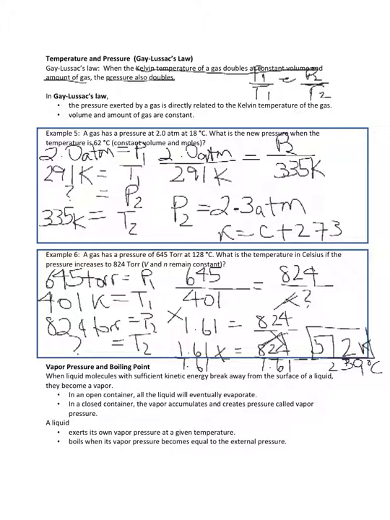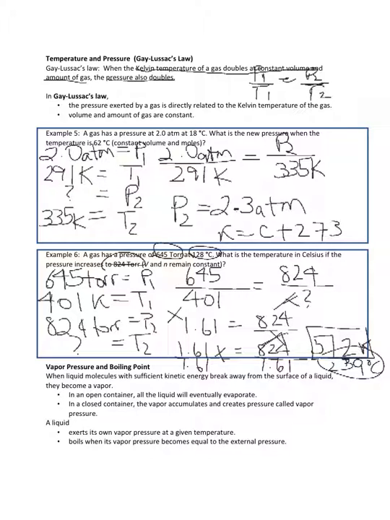Again, does this make sense? What have we done? We have increased the pressure from 645 to 824. Therefore, we expect the temperature to rise. And it has. We've gone from 128 to 239. So our answer makes sense. And we're in the correct units.